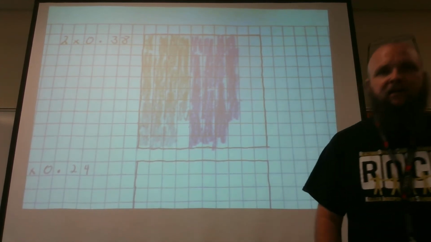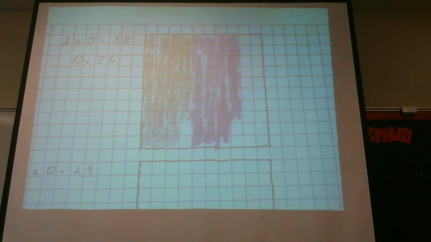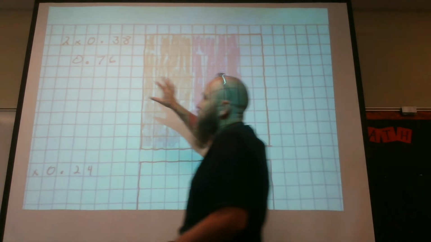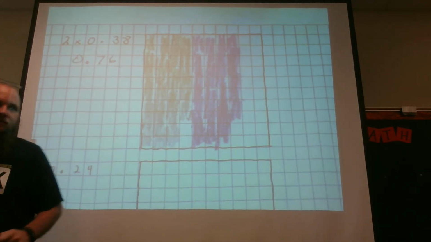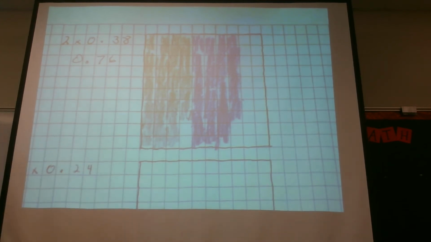76. So the product of this problem is 76 hundredths. Oh, I got it right. Your answer is 76 hundredths. Is that less? Is our product less than 2? Yes, because I have a 0 as my whole number.